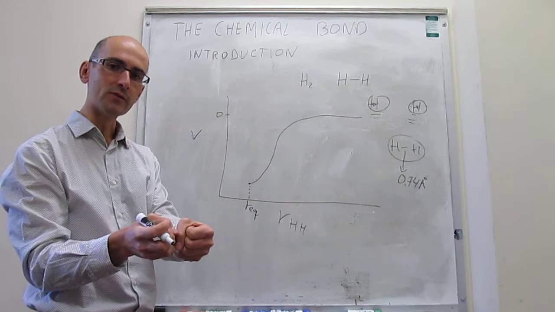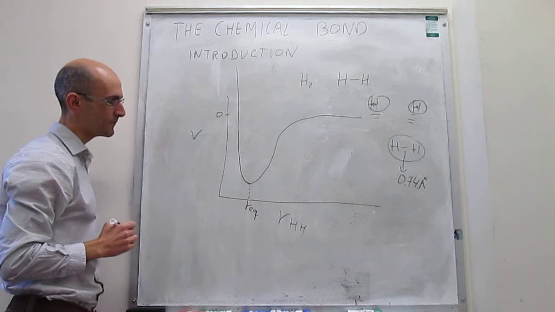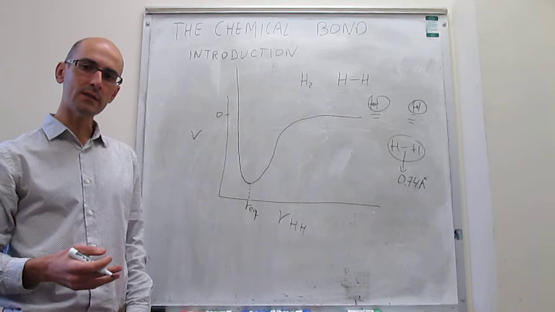There will be a lot of repulsion, and that can be exemplified by a rapid increase in the potential energy. So this is how a diatomic energy curve looks. All right, so the question is, how can we develop theories that can capture this experimental curve?